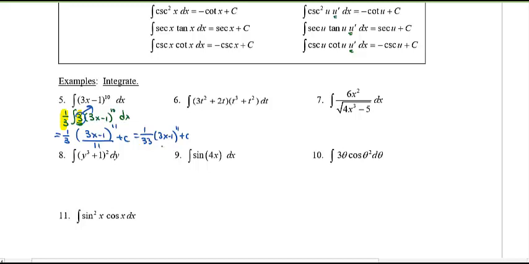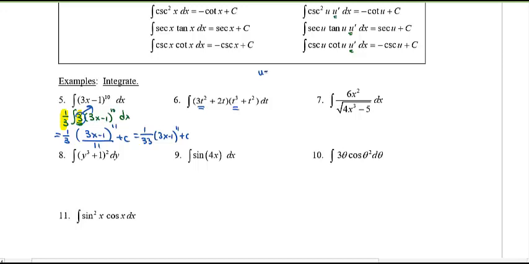Okay, let's look at number 6. You're like, ooh, I don't even know which one's the ugly function. They're both looking ugly. Okay, so remember, one of them should be the u prime. So think about which one looks like the u prime. This is a power of 2. This is a power of 3.